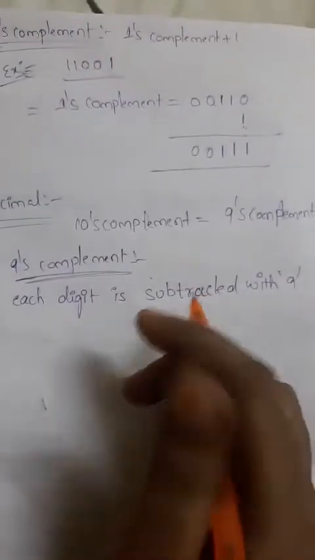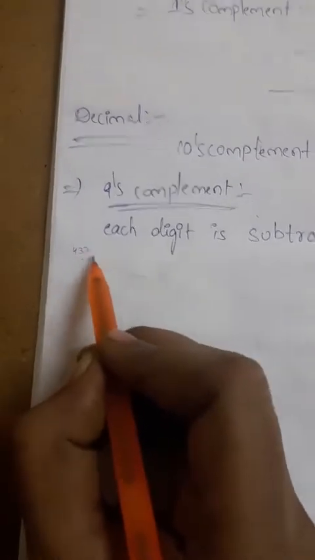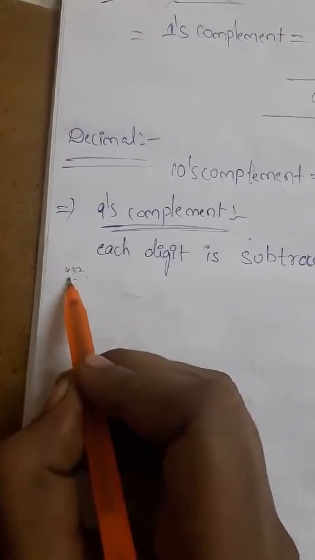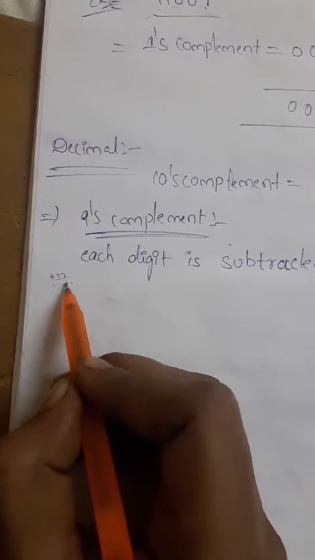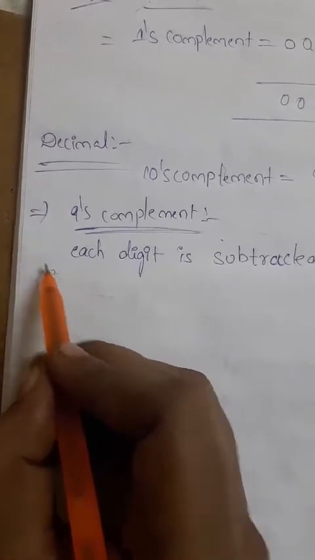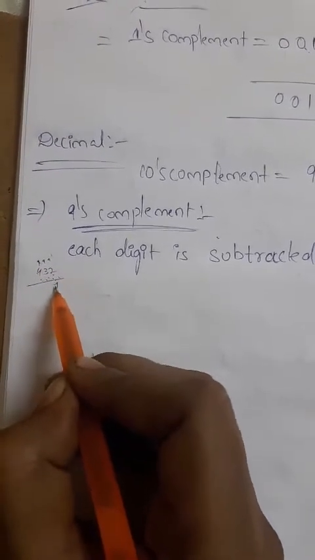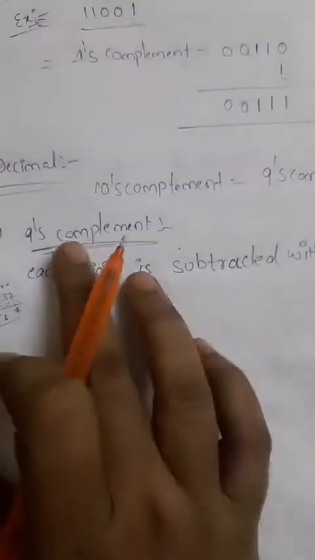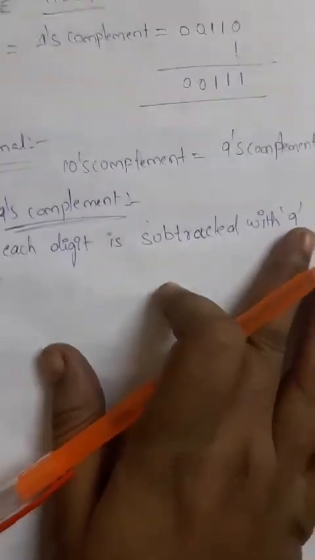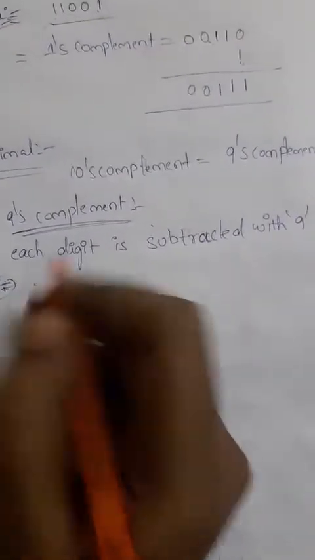Suppose the decimal number is a 3-digit number like 432. These 3 digits, each digit, is subtracted from 9. That means every digit will be subtracted from 9, like this: 9 9 9. So we'll get the result. Okay, so like this we need to do 9's complement. I can take one example here, you will understand easily.